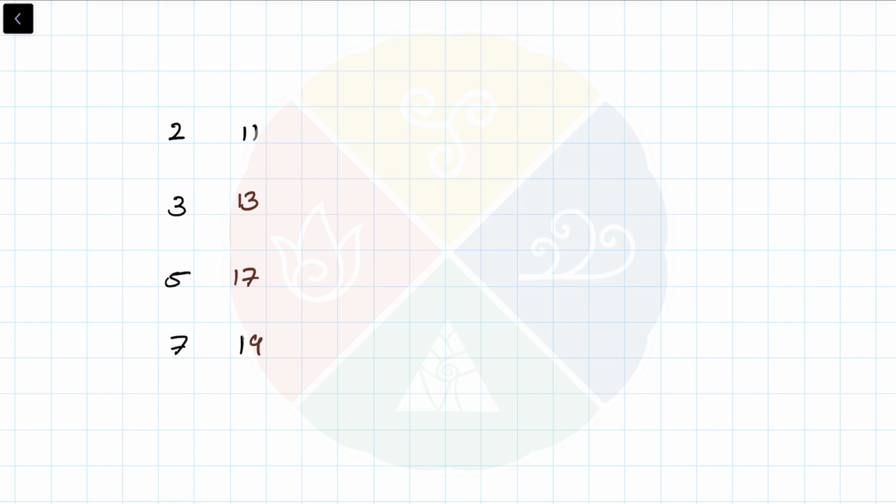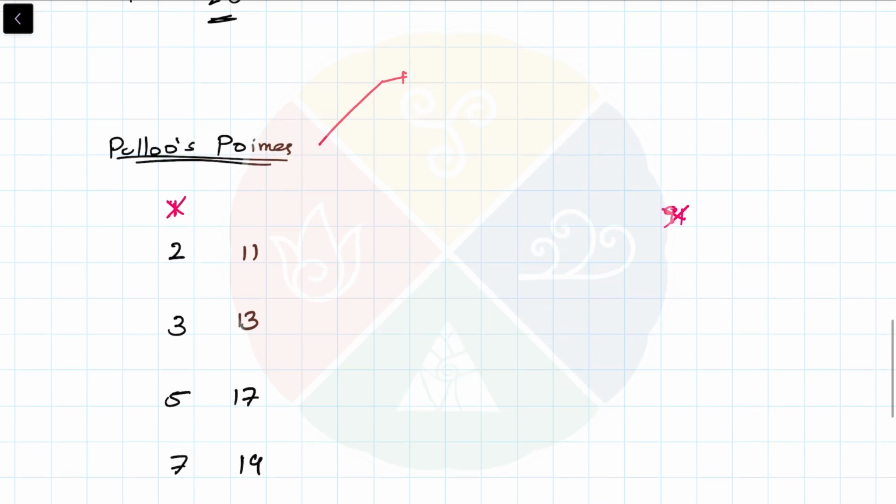Now is the actual place where Pulu's primes method is implemented. The first step is that the edges are eliminated. That means 1 will not come, 10 will not come, 91 in the edge will not come, and 100 in the edge will not come. That's the first rule: the edges should be eliminated.